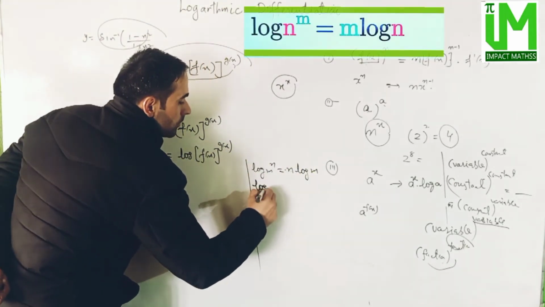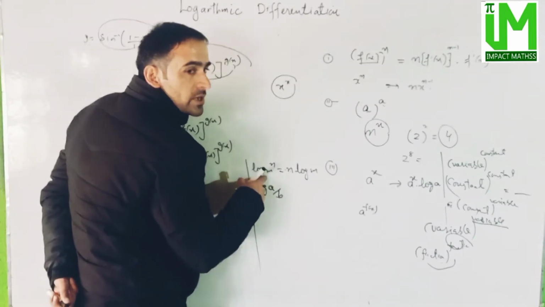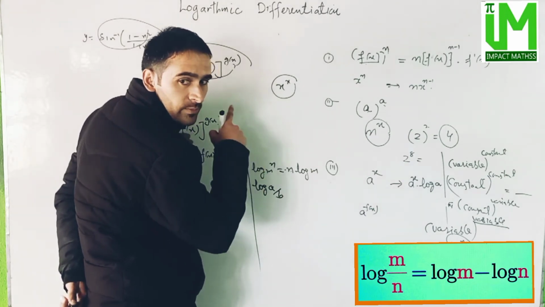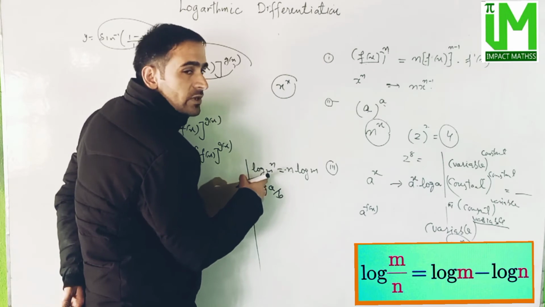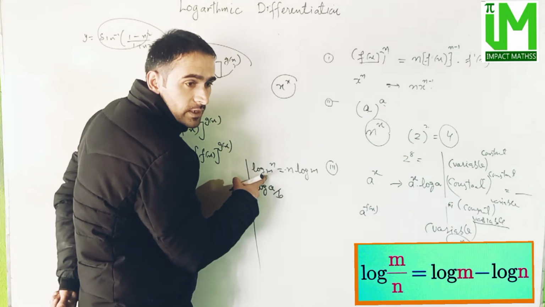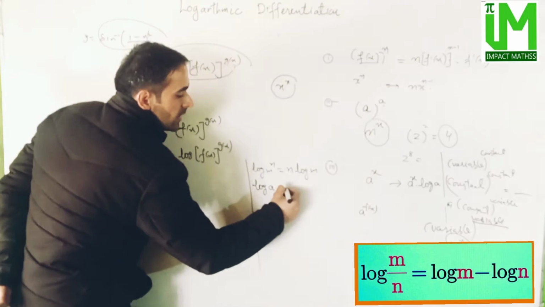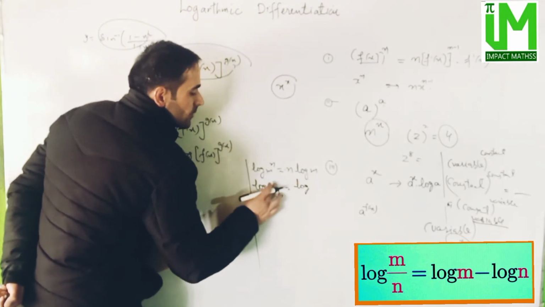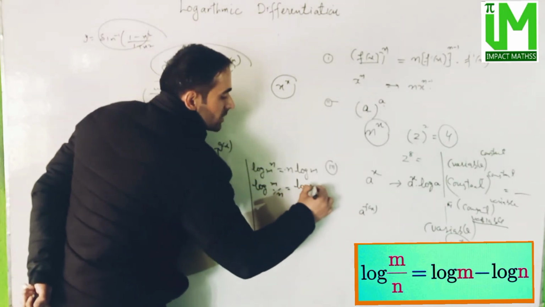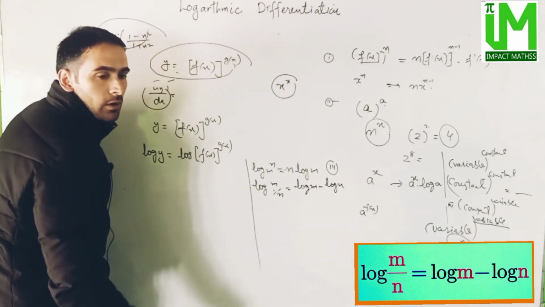And we have log of a divided by b. The base is not mentioned here. The base is e, which happens to be the natural log. If we do not mention the base, it is understood that we are dealing with a natural log, with base e. So log of m by n is equal to log of m minus log of n.